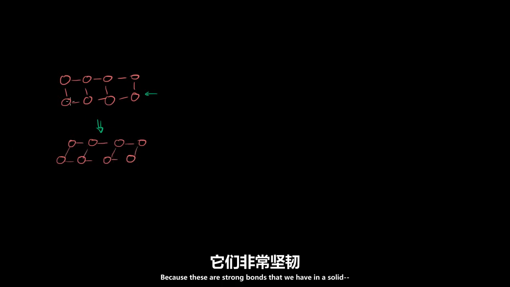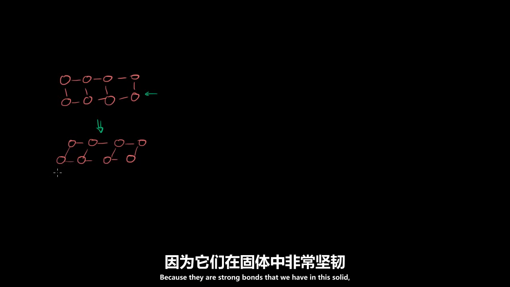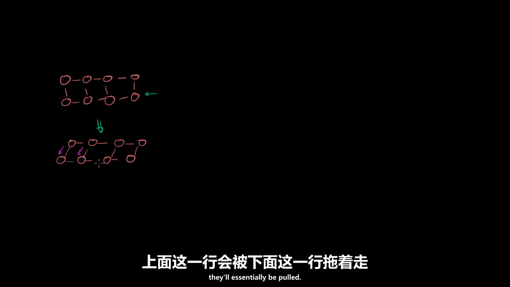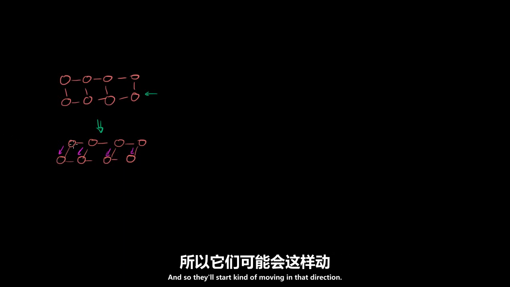Because these are strong bonds that we have in a solid, actually they could be ionic bonds as well, because they are strong bonds, the top row will be pulled in the direction of the bottom row, and they'll start moving in that direction. And then the bottom row will essentially recoil back.